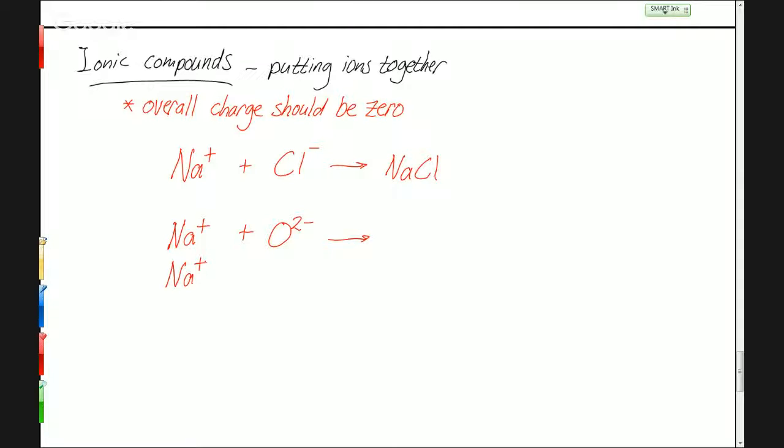You see that? The way we write that is with a little subscript number, saying that there are going to be 2 sodium ions for every 1 oxide ion. So that little 2 means 2 of the thing that comes before for every 1 of the other thing.